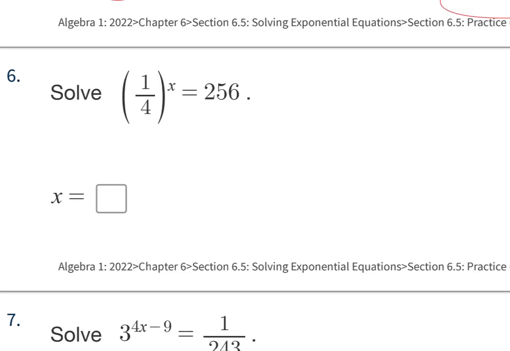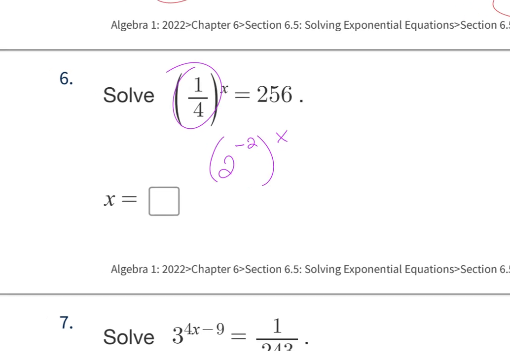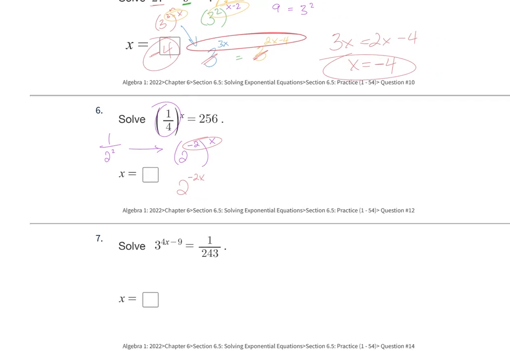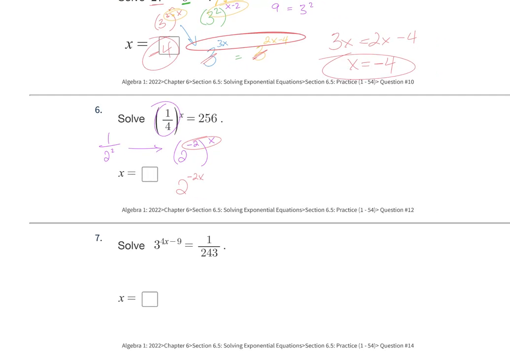Next. Oh no, another similar scenario where both sides do not have easily accessible bases. Well, I can rewrite this as 2 to the negative 2 power. Don't believe me? Then watch this. It's really 1 over 2 squared, which I can make look like that, which would then be 2 to the negative 2x power. And the reason I did this is because 256 can be written as a power of 2. I believe it's 6, but let's try it out. So 2 times 2 is 4, times 2 is 8, times 2 is 16, 32.